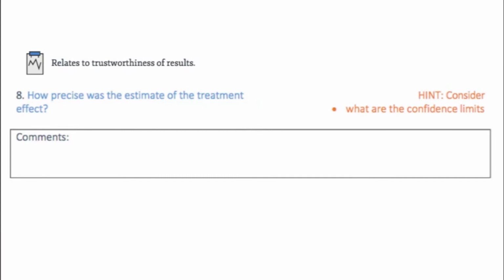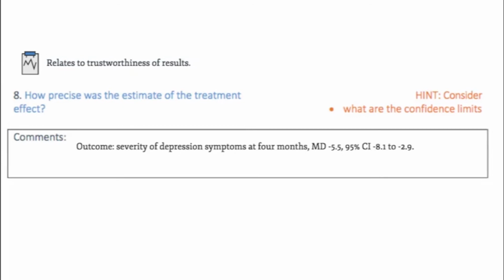Question 8 asks us to consider how precise was the estimate of treatment effect. We can make an assessment of how precise results are by taking a look at the confidence intervals. For the primary outcome of severity of depressive symptoms, using a self-reported symptom scale, the authors report the mean difference between the group scores at 4 months of -5.5, with a 95% confidence interval of -8.1 to -2.9.